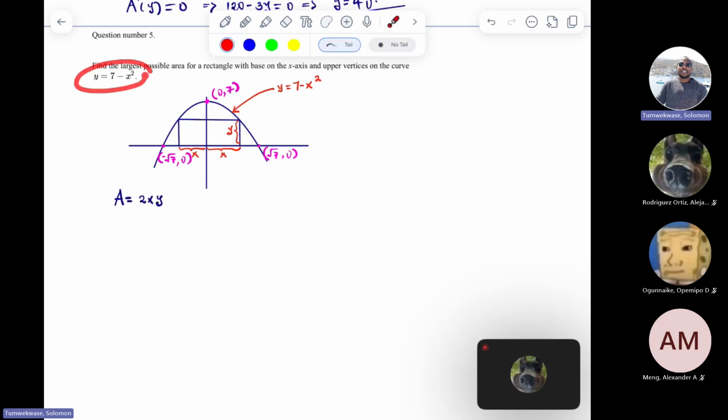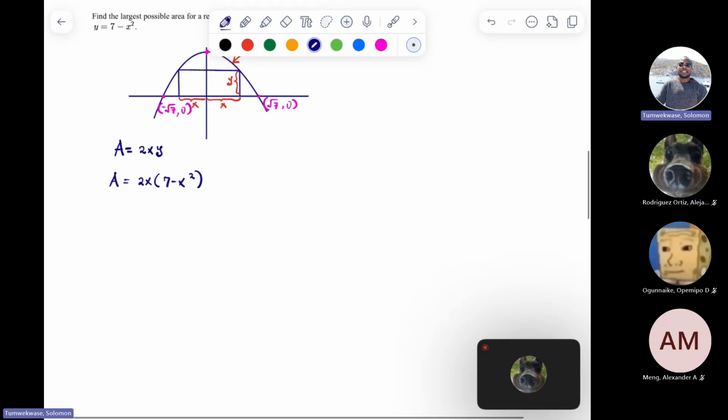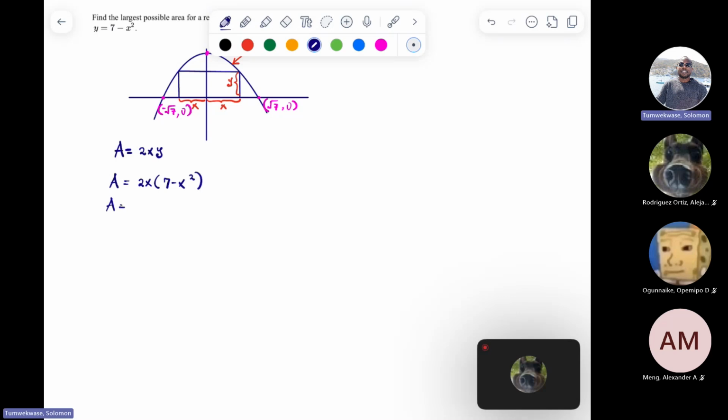But from the equation of the curve, we can substitute for y, and therefore my A is the same as 2x times y, which is 7 minus x squared. So A is equal to 14x minus 2x cubed. This is a function of x, so when I take the derivative, I'll have 14 minus 6x squared.